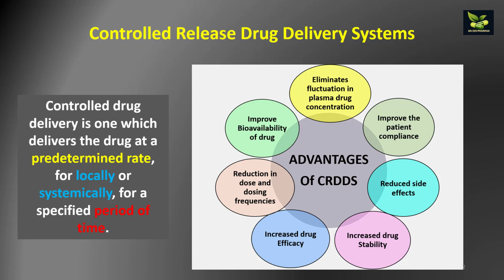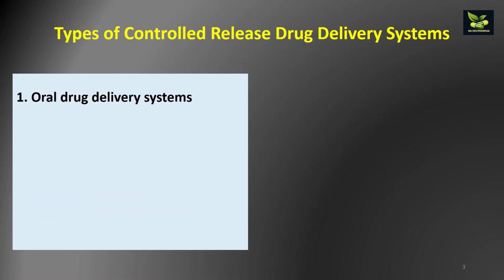Then as we saw, the dose is reduced and dosing frequency is also reduced. Then we improve bioavailability of the drug, and it also eliminates the fluctuation in plasma drug concentration. So these were important benefits of preparing controlled release systems. Now we will see various types of controlled release drug delivery systems.